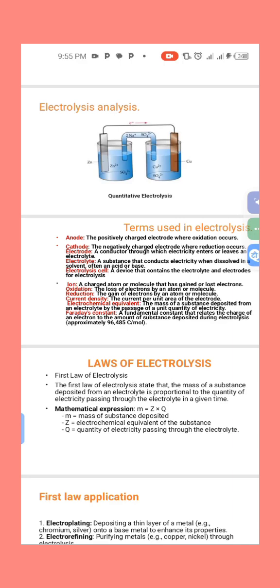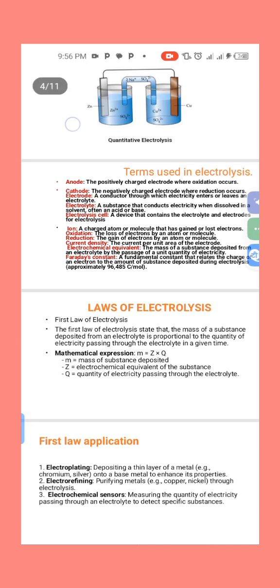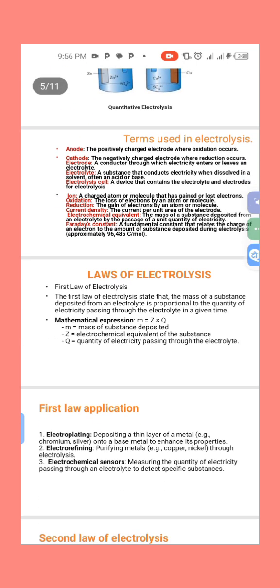That is the mass of a substance that moves through the electrolyte at a constant unit, referred to as the electrochemical equivalent. Then we have the Faraday constant, which is equal to 96,485 coulombs per mole, or we say approximately 96,500. So we have the laws of electrolysis.